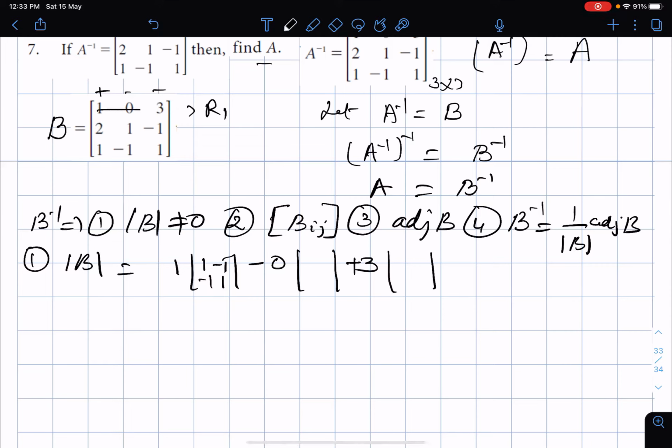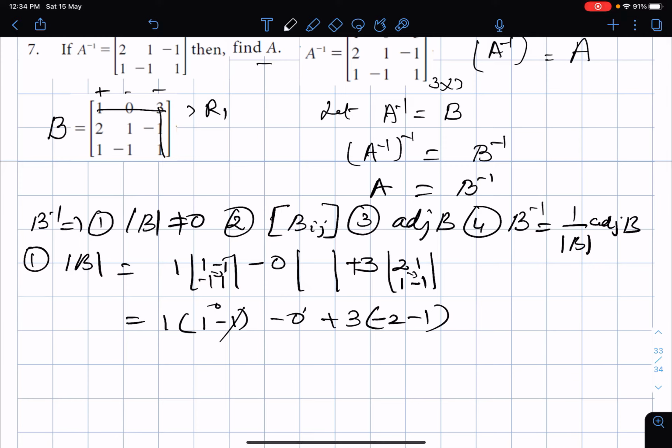So we are going to eliminate the first row and the third column, and your minor is going to be 2, 1, 1 and minus 1. So only these two alone is enough if we calculate. So now we are going to expand this minor. So what will you get? 1 into 1 minus into minus plus and 1 minus 0 plus 3 into minus 2 minus 1. This also becomes 0. 1 minus 1 is 0. This also gets eliminated. This also gets eliminated. So the answer is going to be 3 into minus 3, that is equal to minus 9, which is not equal to 0. Therefore B inverse exists.